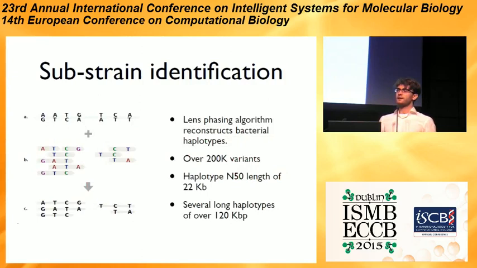And on our data set, Lens can find about 5,000 different haplotypes that span about 200,000 variants. And the N50 length of these haplotypes is around 22 kb, but some of them are as long as 120 kb. And this is an application that's possible with Moleculo and is much easier with Moleculo compared to other methods.